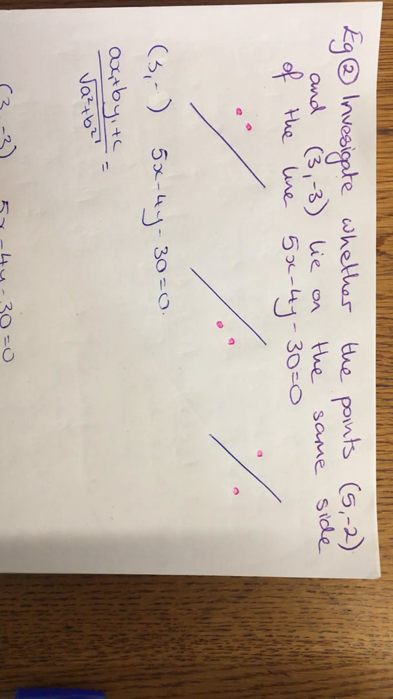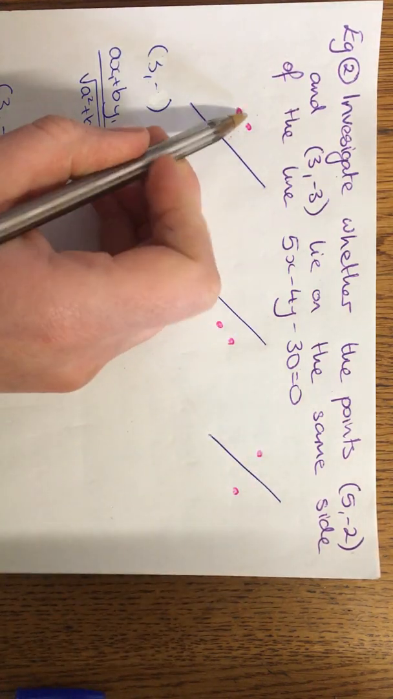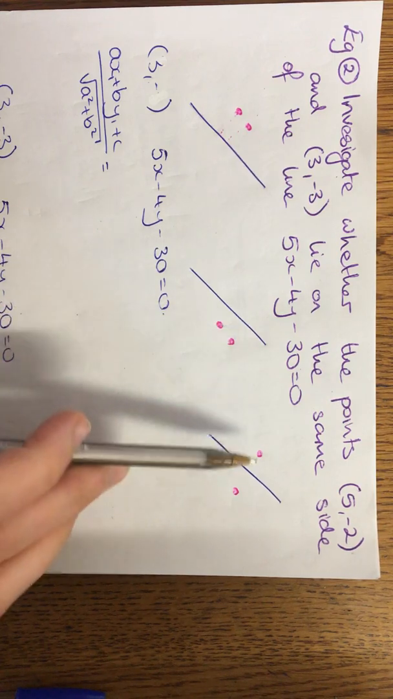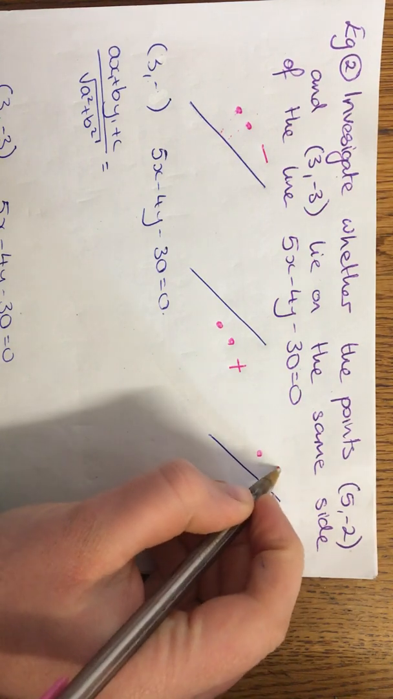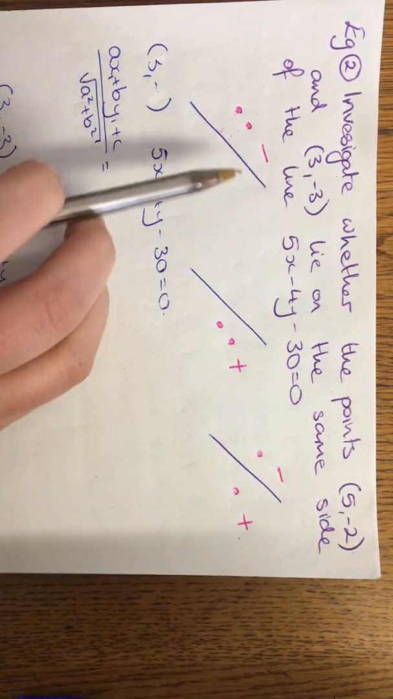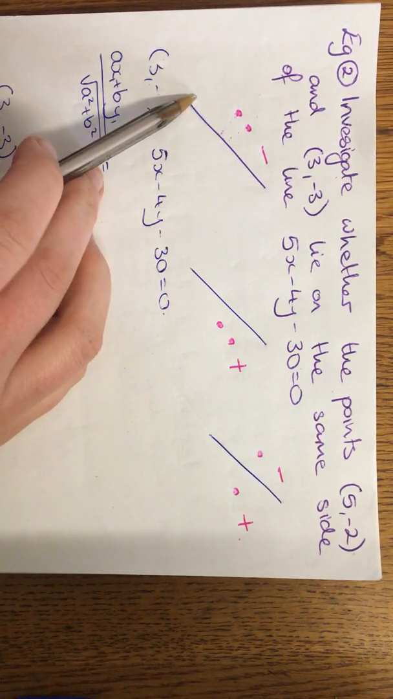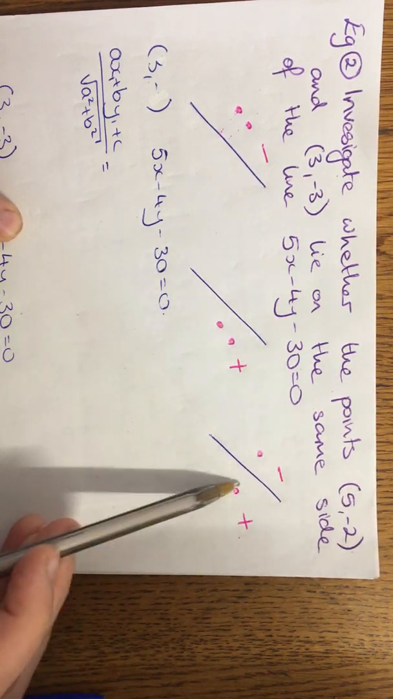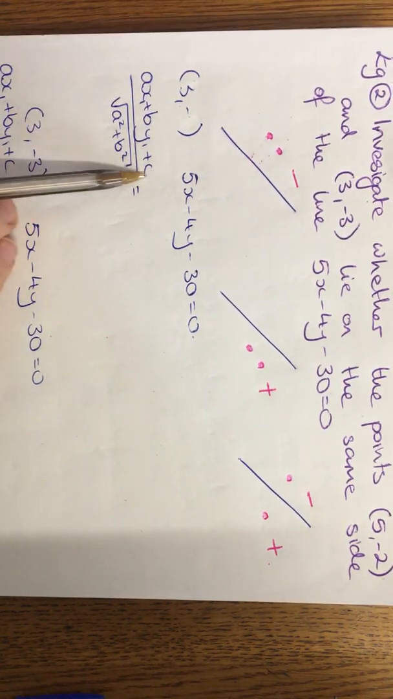Now, the way that I can tell if they're on the same side or not is I get the distance to the line from both of them. The distance from here to the line, if you're coming from the left, would be negative. If you're coming from the right, it would be positive. So these are both going to be positive, these are going to be negative, and this one is going to be negative and positive. If they have the same sign, if they're both negative, they're on the same side of the line. If they're both positive, they're on the same side of the line. If you have one negative and one positive, you're on opposite sides of the line. So for this question, you don't include the modulus.